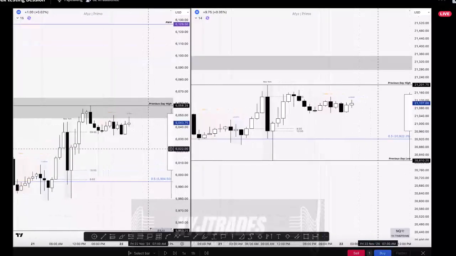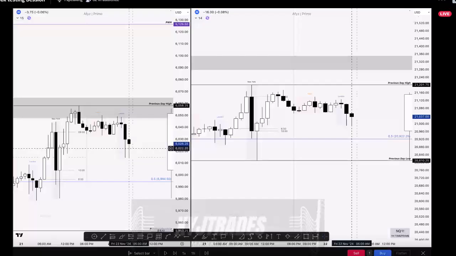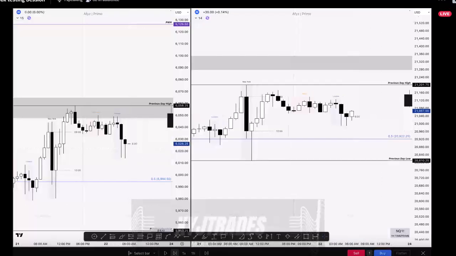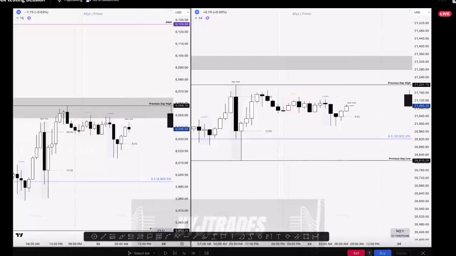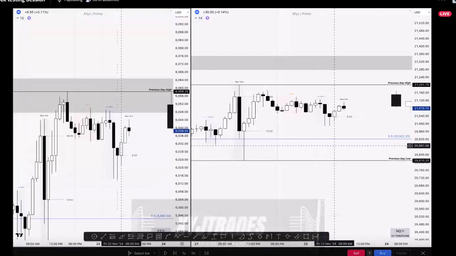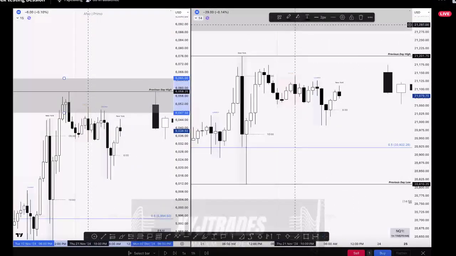Wait for the New York session to open. 6 a.m. 7 a.m. Let 8 a.m. print. Cool. What is the lay of the land, guys? Okay. So right now, let me make this a little bit less bright.